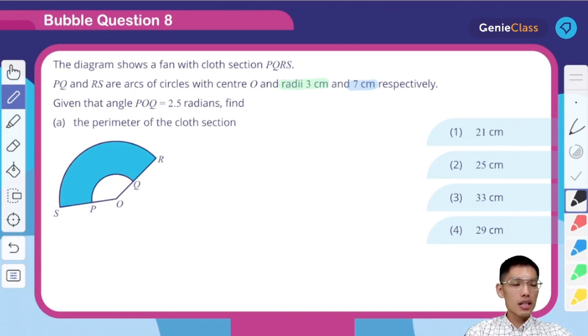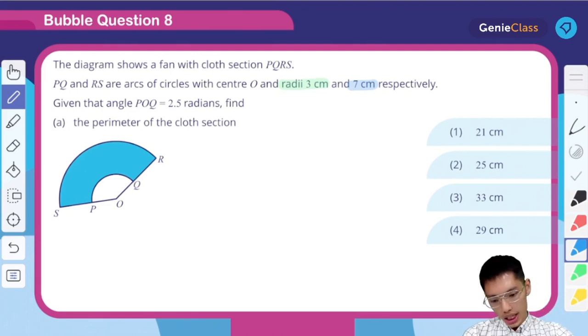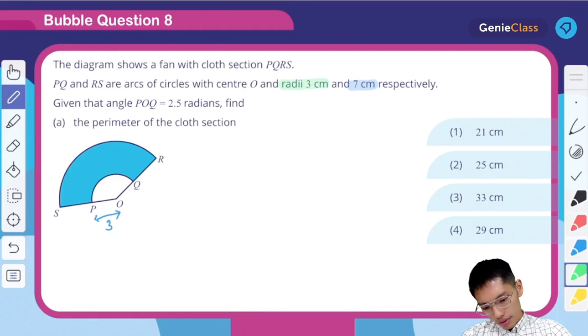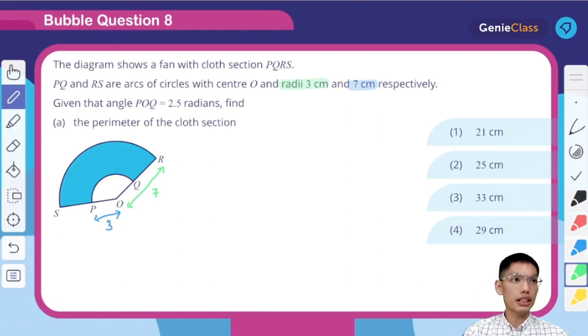Okay, about 40 seconds left. I'm seeing the response is going well. Very good. Okay, so again, if I'm not really able to see this clearly, radii 3. Okay, so we can draw it out. Radii 3, so this is 3. And 7, we can say 7 over here. Both are the same. But we can draw it out this way and it will be easier.